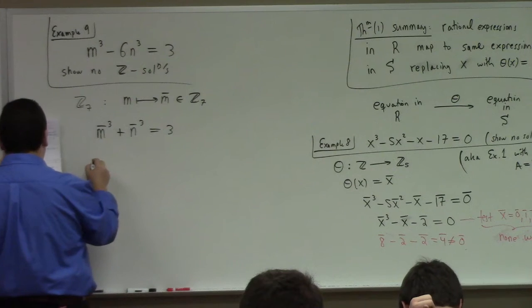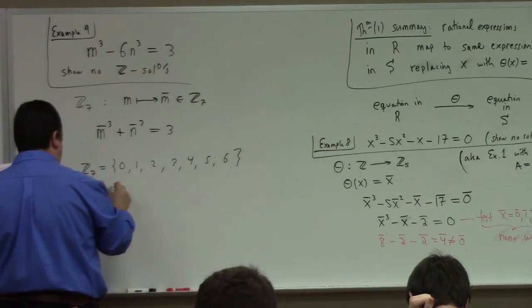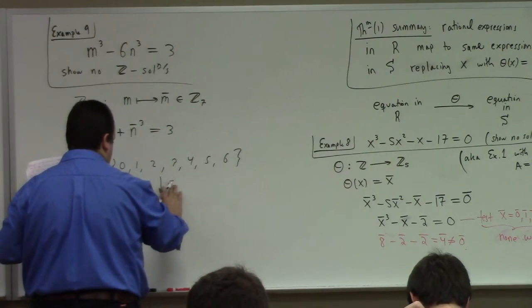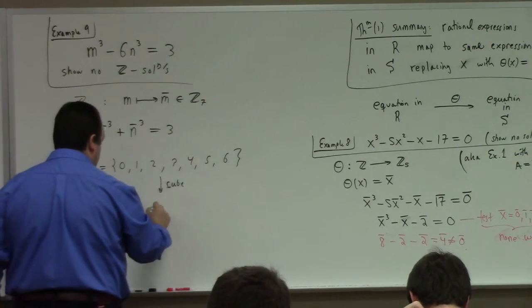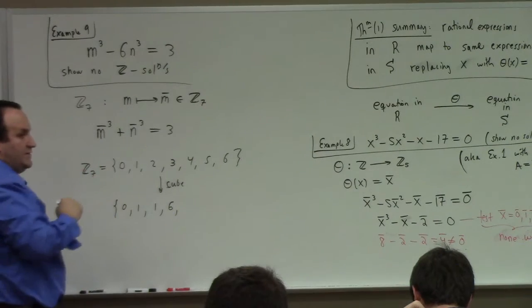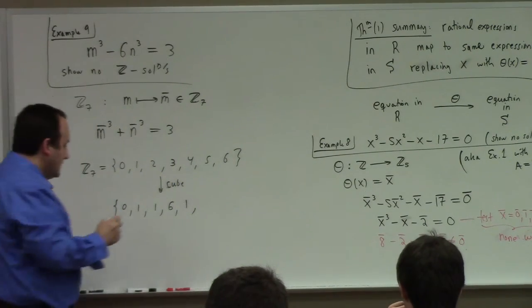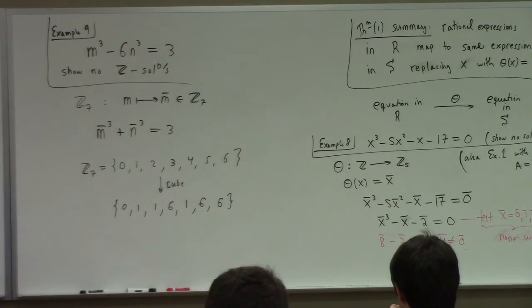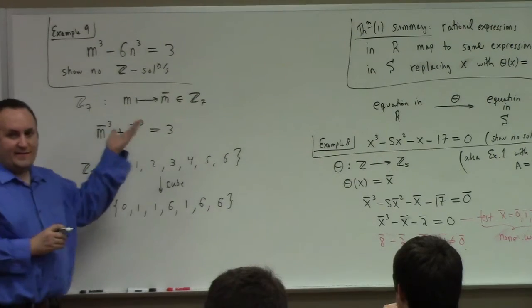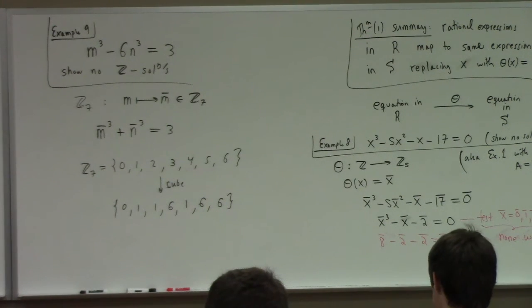And if you look at Z7, it has 0, 1, 2, 3, 4, 5, 6, right? And if you look at the cubes, what do you get? You get 0, 1, 8 is 1, 3 cubed is 27, which is 6, 4 cubed is 64, which is 1. 5 cubed is 125, which is 6. And 6 cubed is also 6. So can you solve this equation mod 7? No. Because the sum of 2 cubes mod 7 doesn't work out to 3, right? So this example is very easy to follow, but it's much harder to invent for yourself. Am I right? You know I'm right.